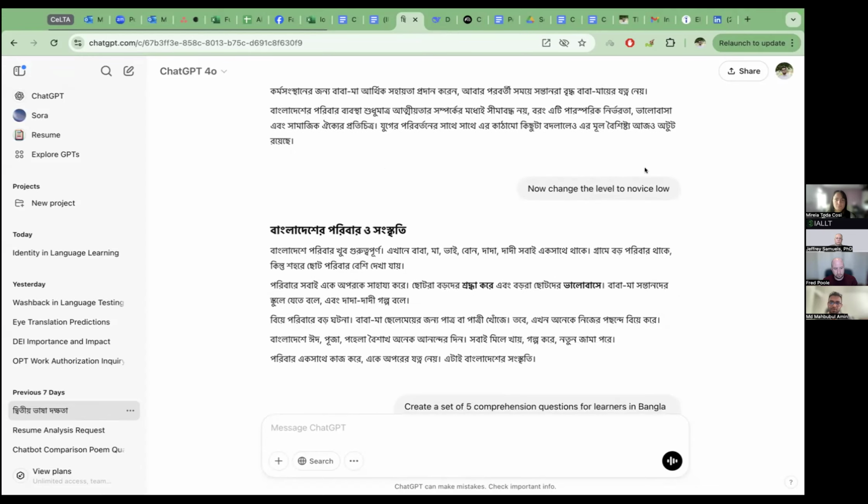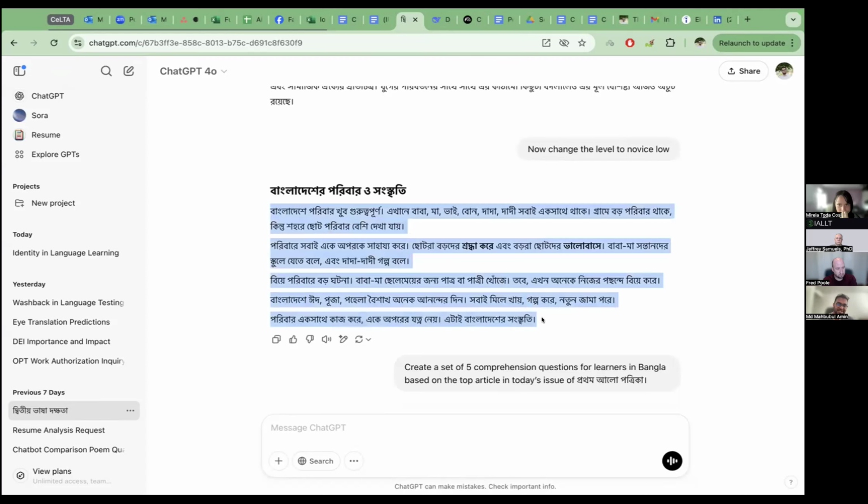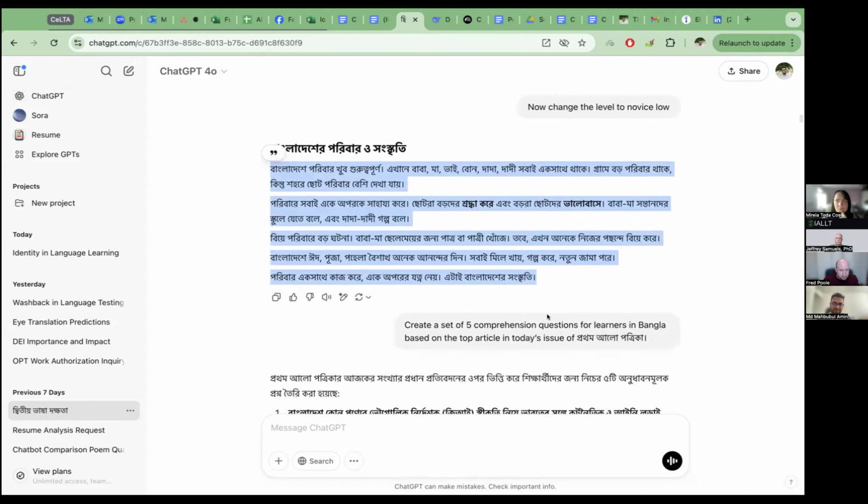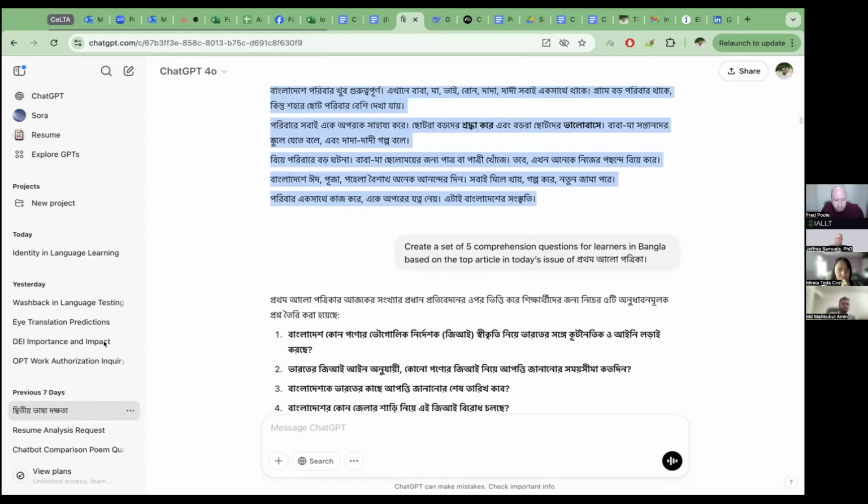And then with the novice low, sorry, I can't see. Okay. For the novice low, the word count was really just a few words, so it did not do a good job. It was just a few sentences, so it cut the words down, but did not really change the level of the article. So yeah.